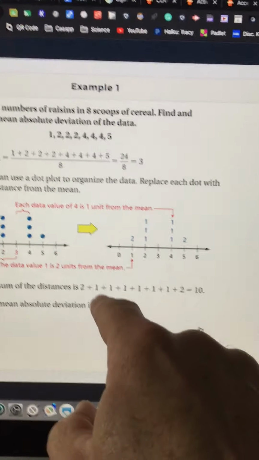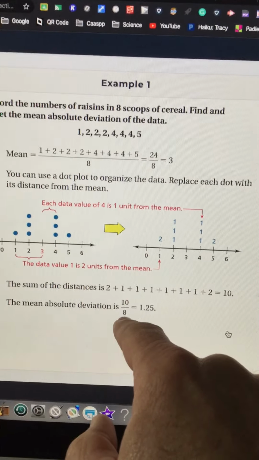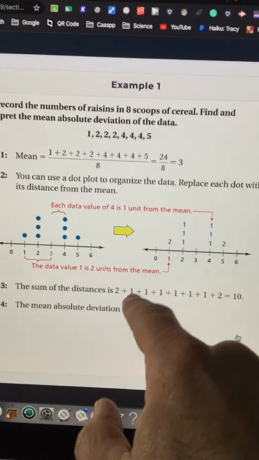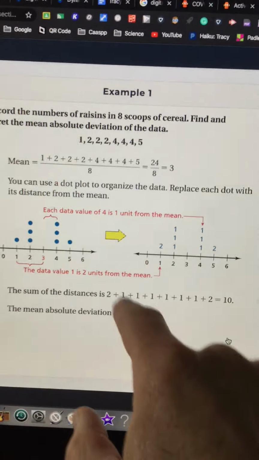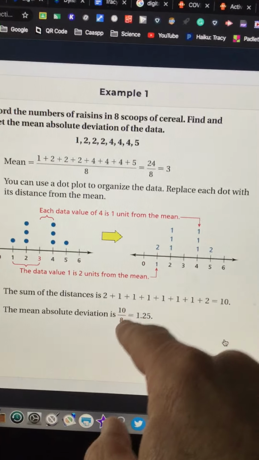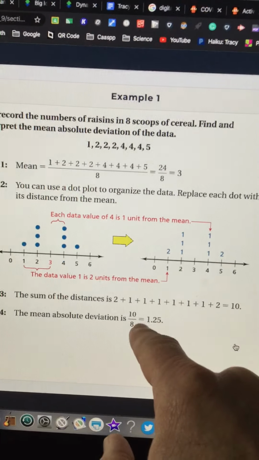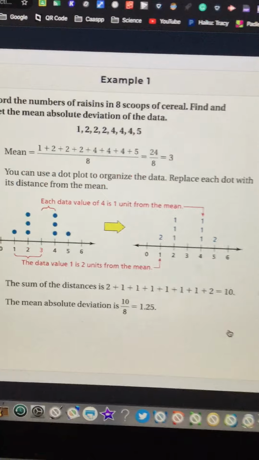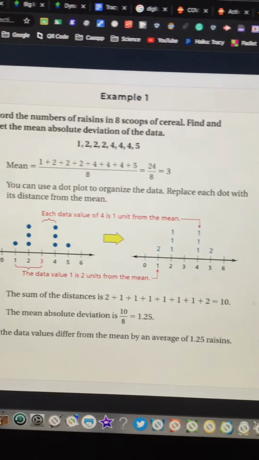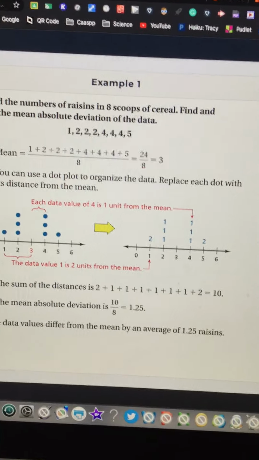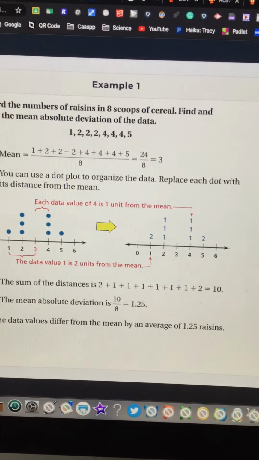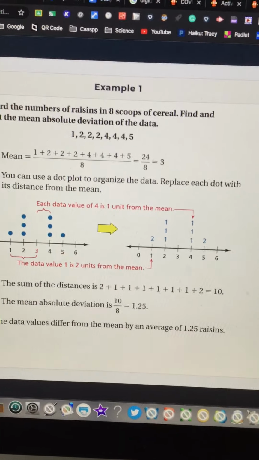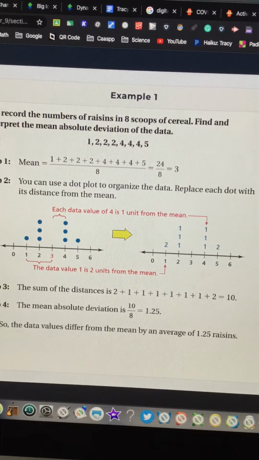Then we take the 10 and we divide that by 8 because there were 1, 2, 3, 4, 5, 6, 7, 8 numbers. When we added them, it was 10, so 10 divided by 8, and that equals 1.25. So the data values differ from the mean by an average of 1.25 raisins. And that's how you find the mean absolute deviation.